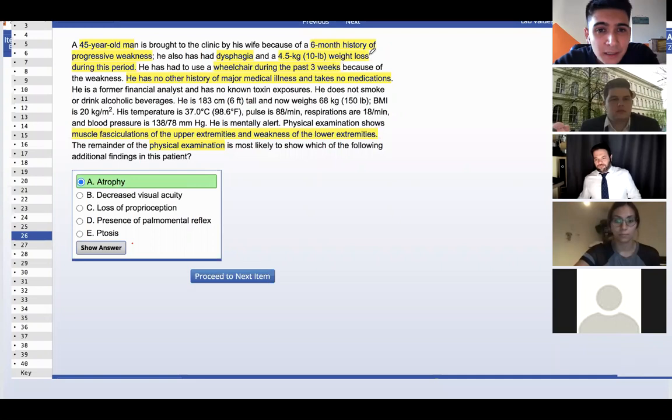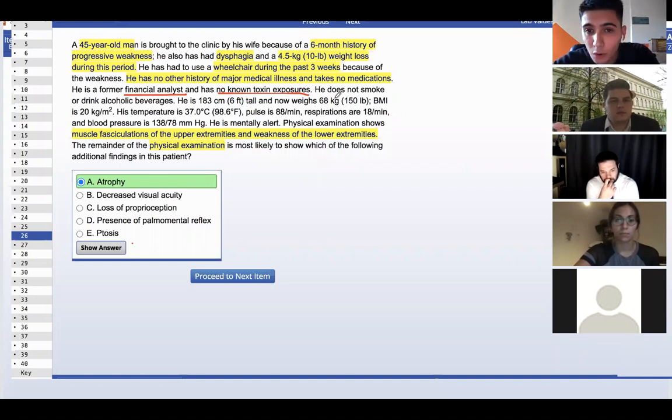Okay, then they will tell us he has no other history, no other major medical illness, takes no medication. He's a former financial analyst. Okay, that's not really a risk group. They even mention that he has no toxin exposure. So he's just like a normal dude, and he suddenly develops some very severe symptoms. He doesn't smoke, he doesn't drink alcohol, so he has no risk factors. I wouldn't think about cancer at this moment.